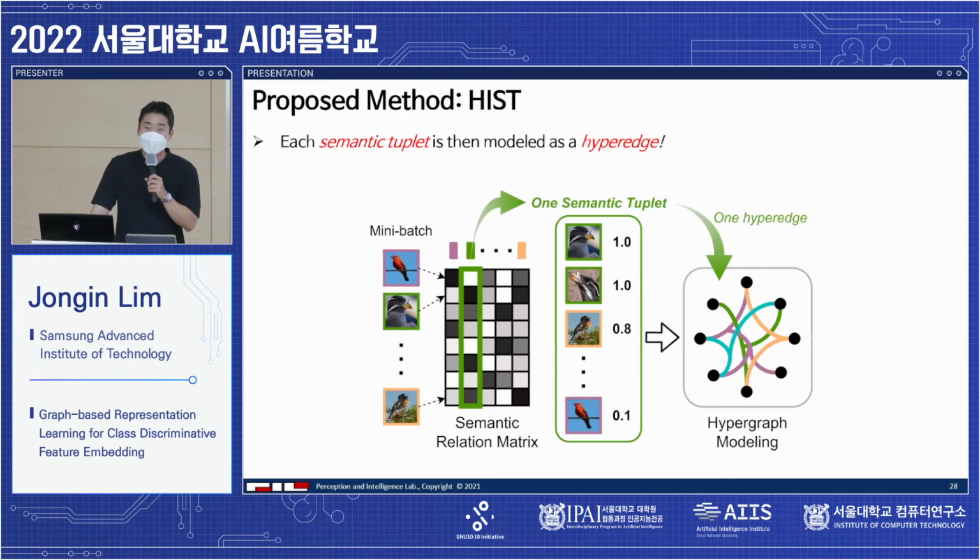After that, we model each semantic tuplet by a hyperedge, connecting all the samples included in the semantic tuplet, where their connection weights are determined by their relation values. In this hypergraph, we formulate a node classification objective employing the hypergraph neural network.